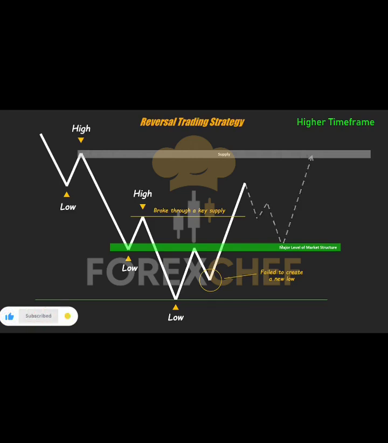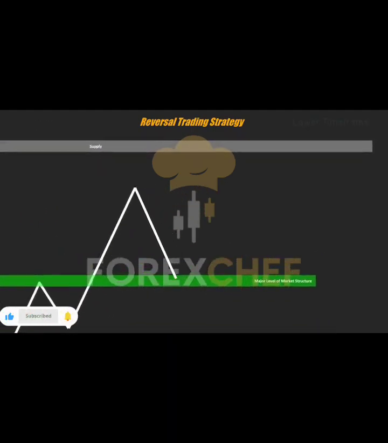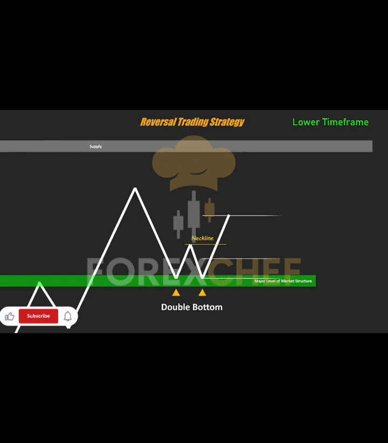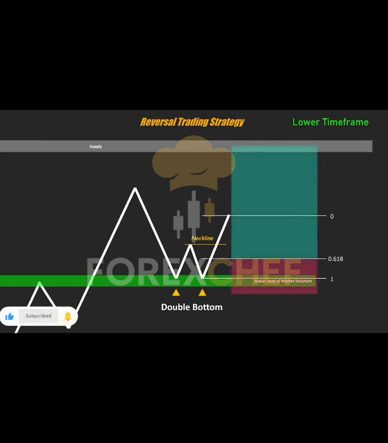The next step is to wait for the price to reach this structural level. Once that happens, we zoom into a lower time frame to find a precise entry. On the lower time frame, we look for a valid double bottom to confirm the reversal. When the price breaks above the neckline and completes the pattern, we take our Fibonacci retracement tool, measure from the start of the move to the top, and place a buy order right at the 61.8% level. We put our stop loss just below the swing low, and our target will be the next structure level on the higher time frame. Now let's look at a real example on gold.